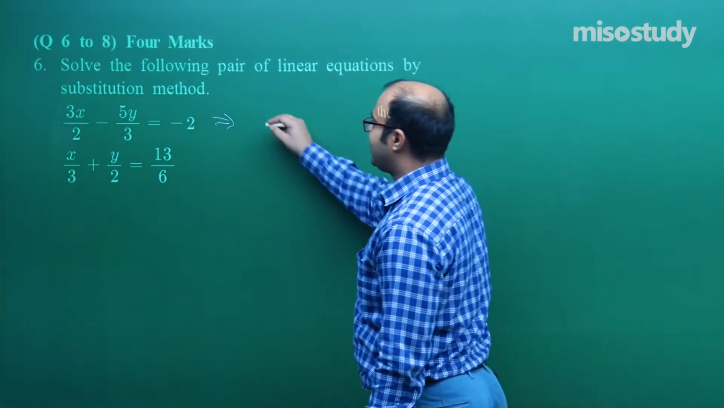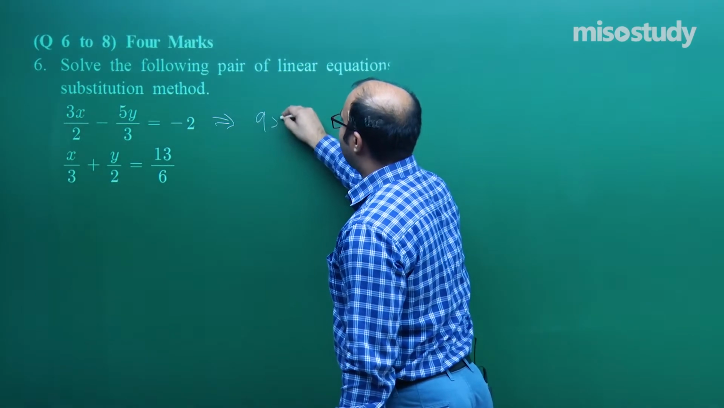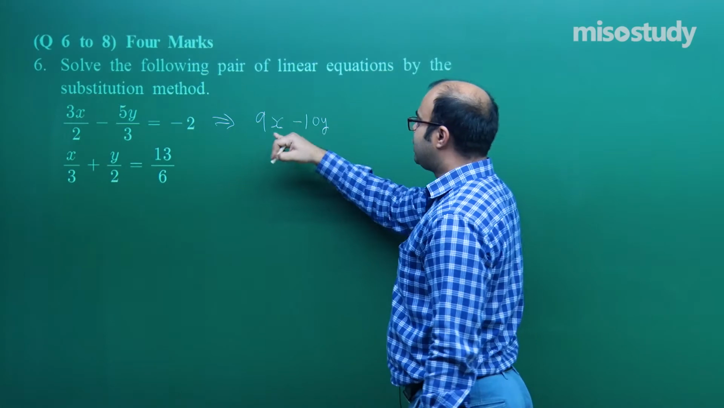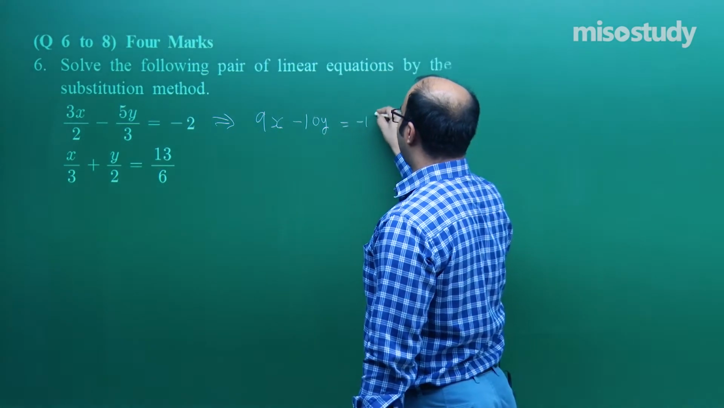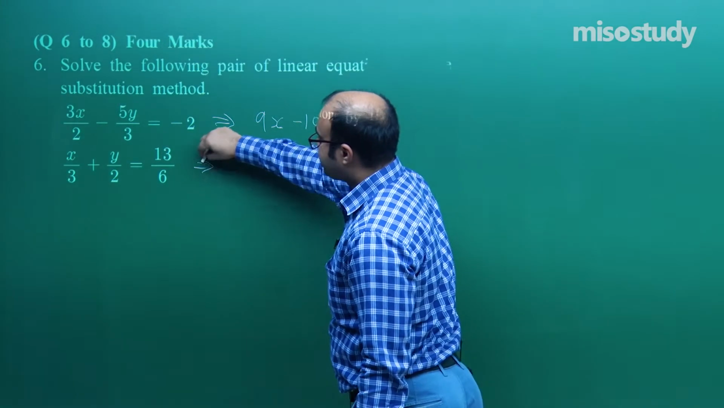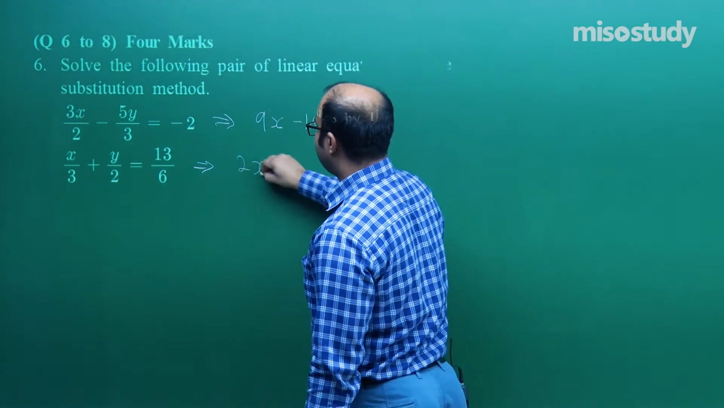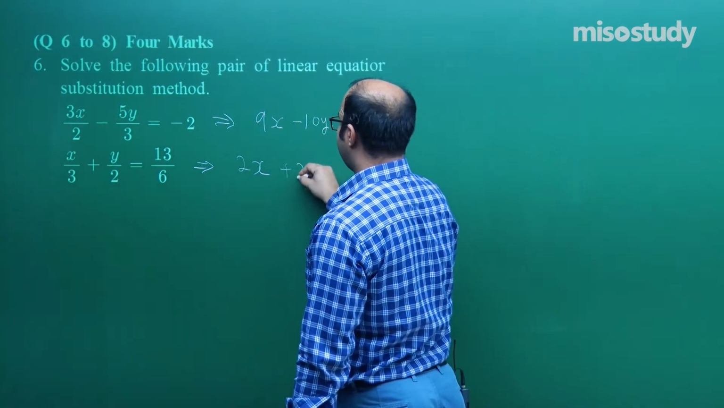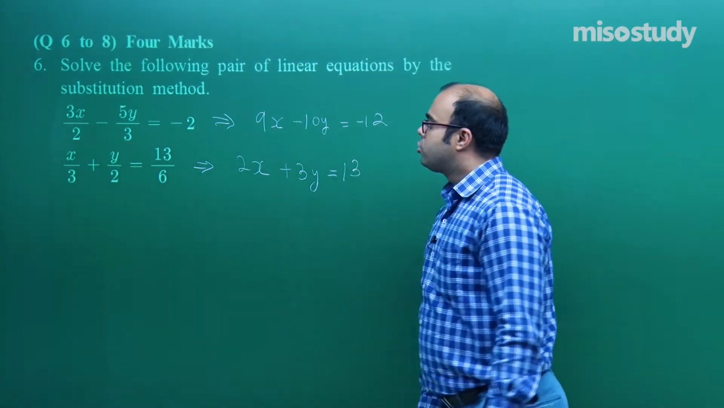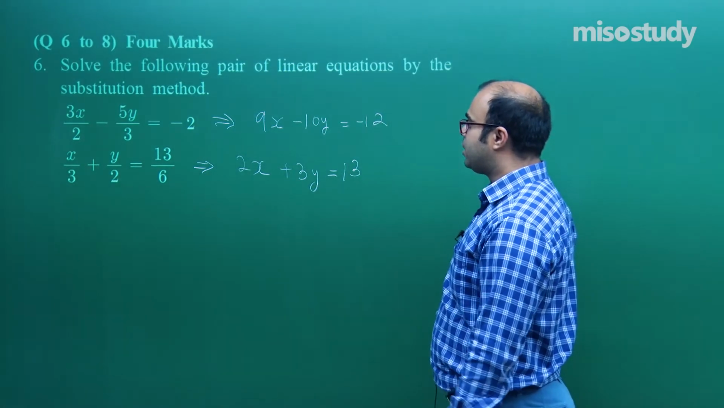So we can write this as 3x, let us take LCM. This can be written as 9x after taking LCM minus 10y upon 6. 6 will go on the right side, this will become minus 12. This is what we can do here. This can be written as 2x plus 3y is equal to 6 will cancel, this will be 13. So 2x plus 3y is equal to 13. Now we have to solve these 2 equations by substitution.